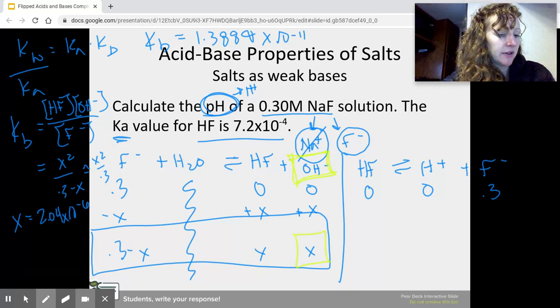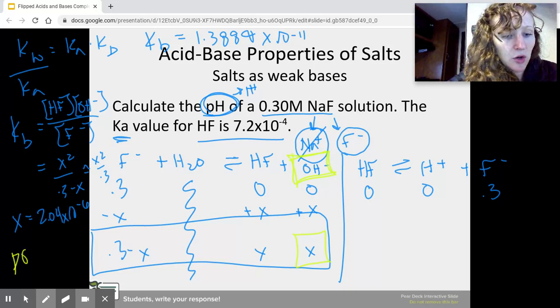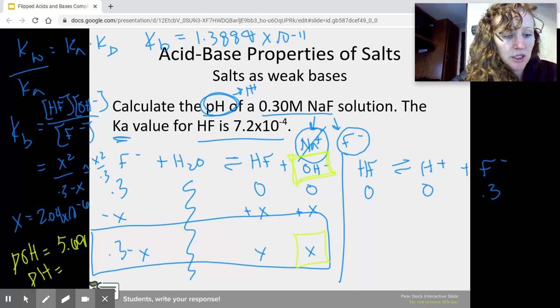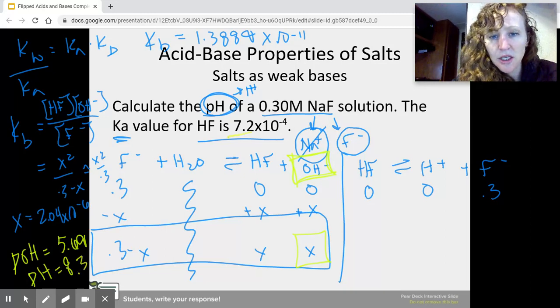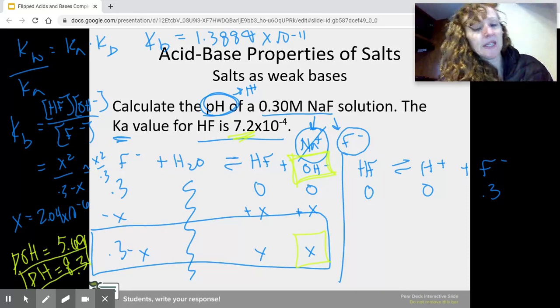So if I take the negative log of that, I get the pOH, which is 5.69. If I take 14 minus that, I get the pH, which is 8.3. How many sig figs do I keep? 2. 8.3. Jenna, there we go.